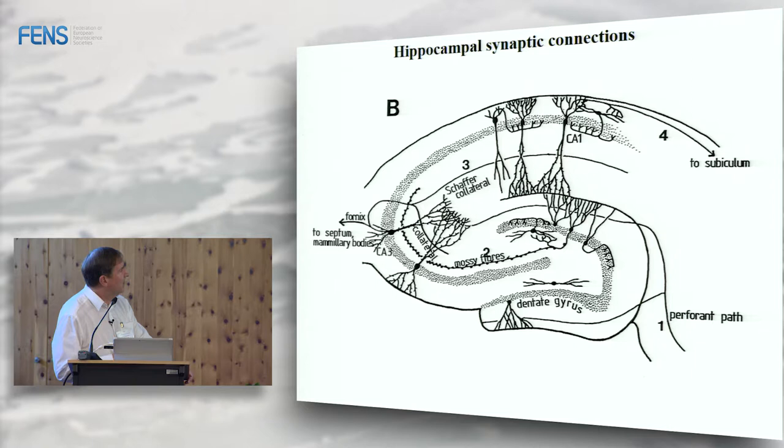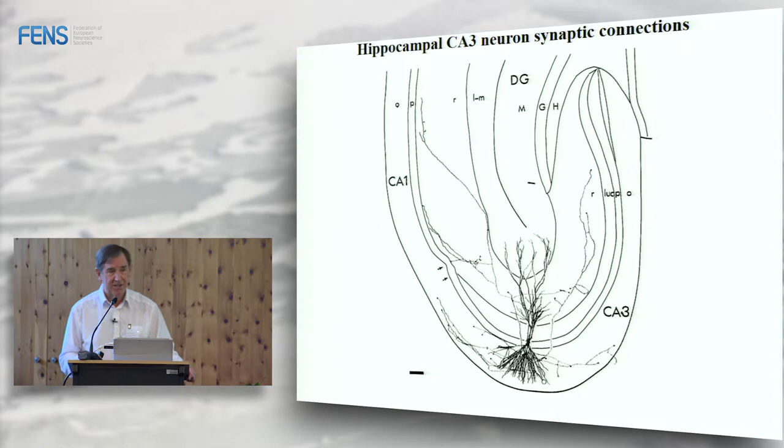Now, what's also crucial is this recurrent collateral system, the CA3 one. I can't remember actually who drew this diagram, but it was in the earliest days, and it didn't have a recurrent collateral on it, so I drew it on, because that's the key feature of the hippocampus, the CA3 recurrent collaterals. And then these CA3 cells are shown projecting on to the CA1 cells, which don't have recurrent collaterals, which then start the return connection.